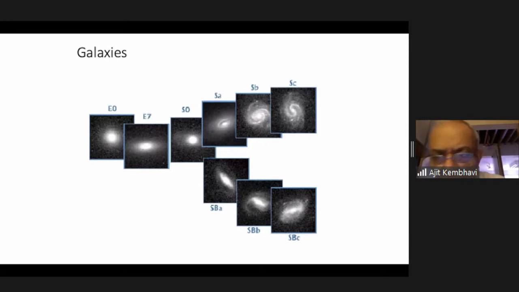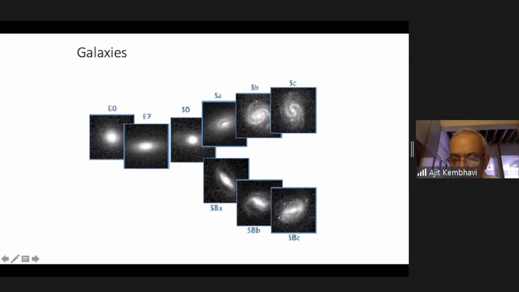Okay, so now I'm sure people have talked to you about galaxies. Here you can have something called the Hubble diagram, in which you can arrange galaxies. This is called a tuning fork diagram. This is the base of the tuning fork, these are the two arms. At the base of the tuning fork you have elliptical galaxies. Right at the start they are almost spherical, and then they become more and more elliptical. And on the upper arm you've got what are known as spiral galaxies.